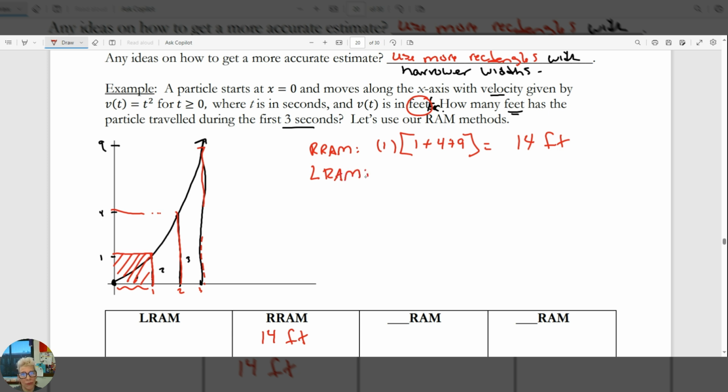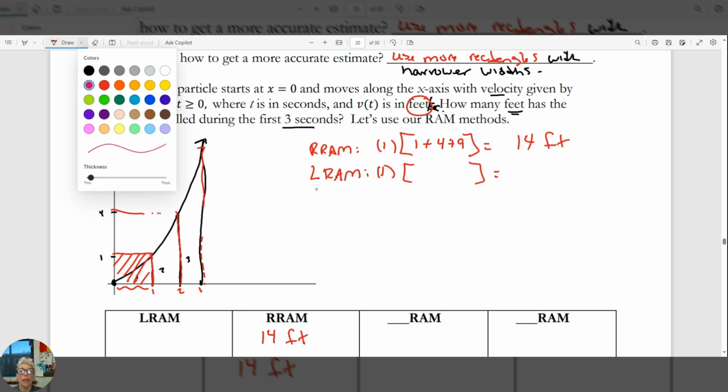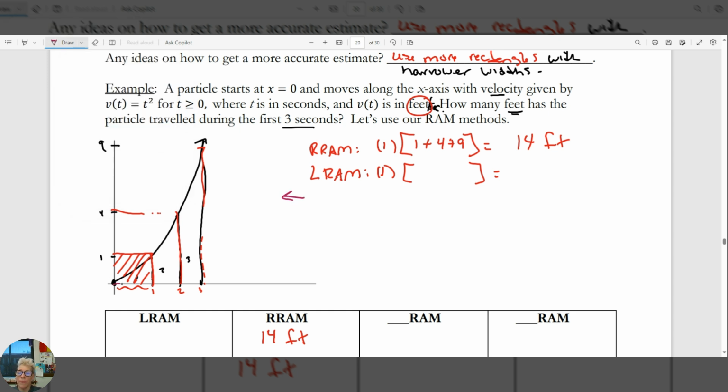So let's do our left RAM now. Same process. All 3 rectangles have that same width of 1, and now I am adding our values from the left side. Now this one's a little bit weird. Our first rectangle still has a width of 1, but the height on the left, at 0, is 0. We don't actually have a rectangle there. It's completely flat. The height on the left is 0, so I am adding 0. For rectangle 2, the left-hand side is when t is 1. 1 squared is 1. And the left-hand side from 2 to 3 is 4. So my left RAM underestimate is 5 feet.